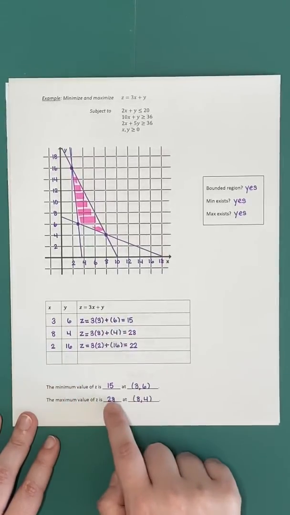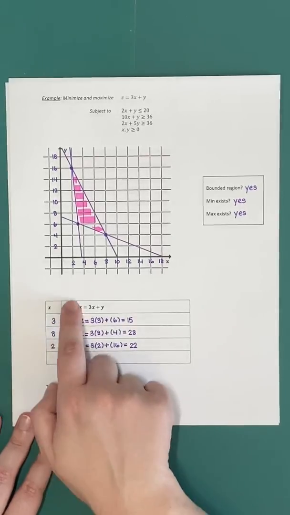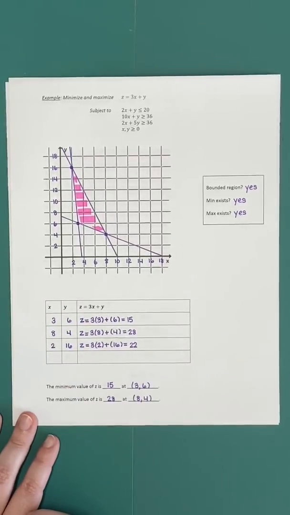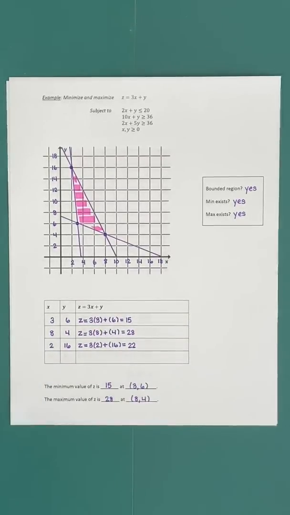So the maximum value is going to be 28, and it occurs when we allow x to be 8 and we allow y to be 4. So that's the general idea. Notice how much faster that was.